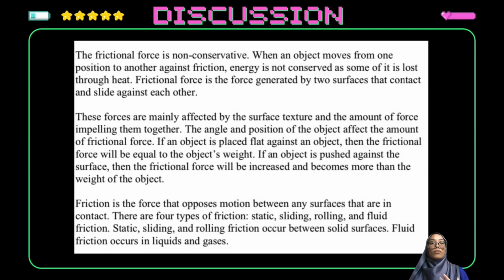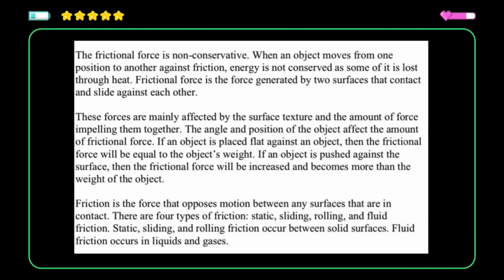Friction is the force that opposes motion between any surfaces that are in contact. There are four types of friction: static, sliding, rolling, and fluid friction. Static, sliding, and rolling friction occur between solid surfaces, while fluid friction occurs in fluids, meaning liquids and gases.